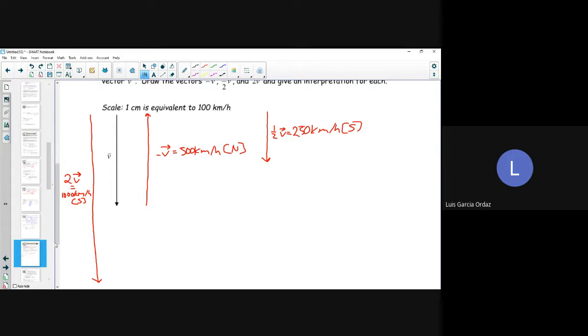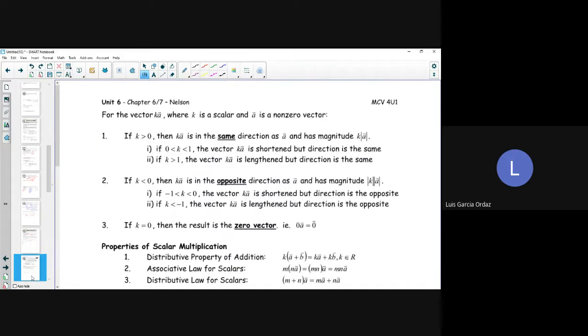So we're not doing example 2 yet. We're getting into more descriptions. For vector ka, where k is a scalar and a is a non-zero vector, if k is greater than 0, which means if it's positive, then ka is in the same direction as vector a and has the magnitude k times the magnitude of vector a. If k is less than 1 but greater than 0, then vector ka is shortened, but the direction is the same. If k is greater than 1, then vector ka is lengthened, but the direction is still the same.